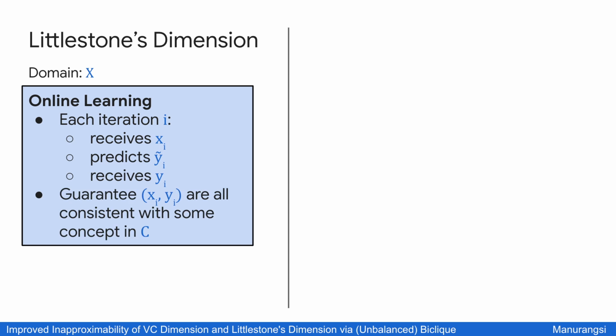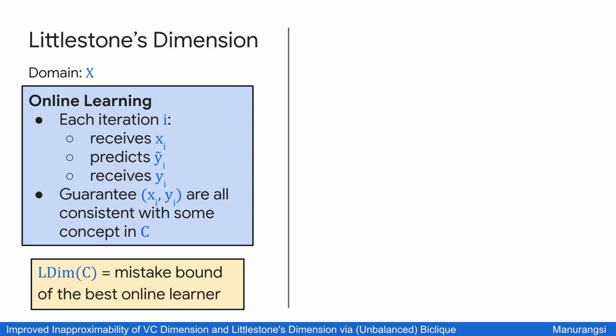The guarantee that we have is that all the x_i and the true labels y_i are consistent with some unknown concept in the class C. The Littlestone dimension is then the optimal mistake bound among the best online learners with respect to the worst possible sequences.